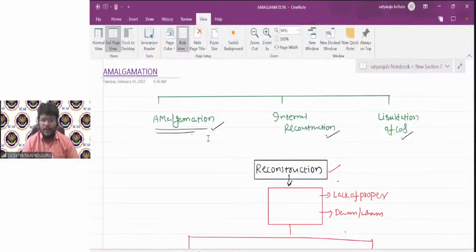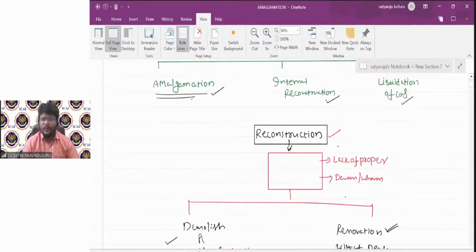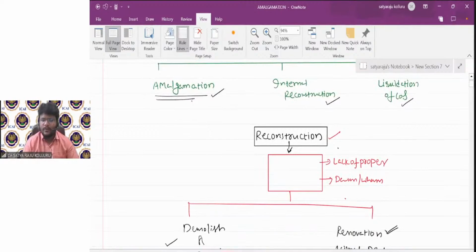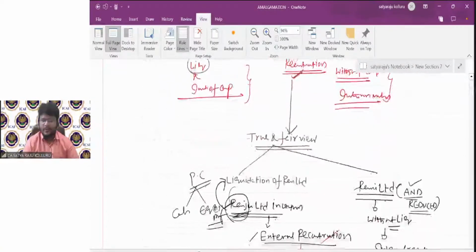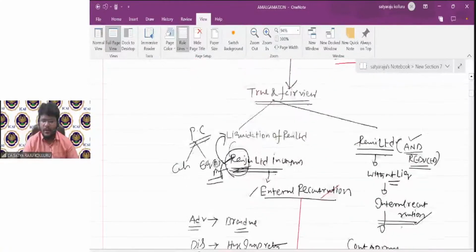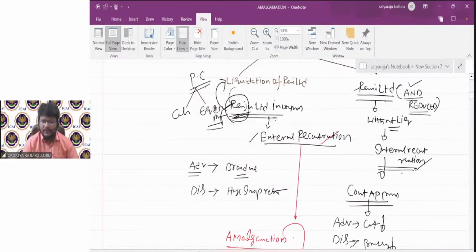We are in the chapter Amalgamation. Before proceeding further, let me give a quick recap of what we have discussed in this chapter so far. Reconstruction is the process of restructuring existing financial statements because the existing financials are not depicting a true and fair view. For that purpose, we can go for either internal reconstruction or external reconstruction.